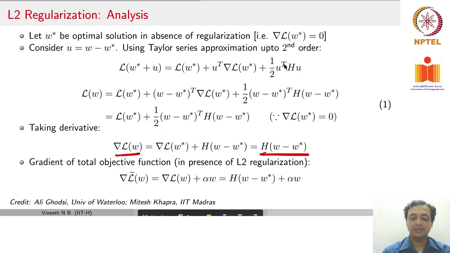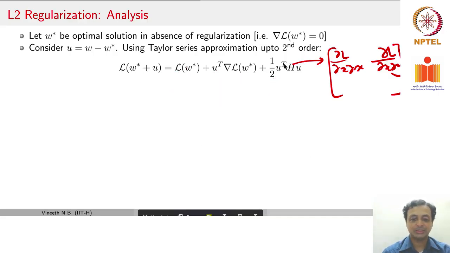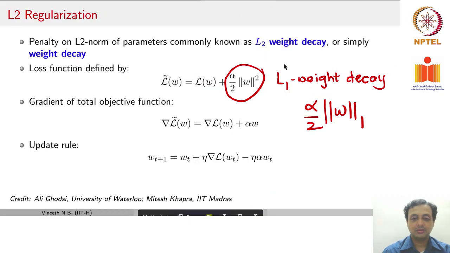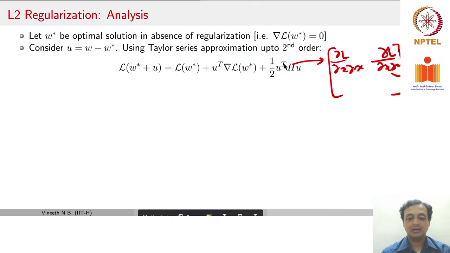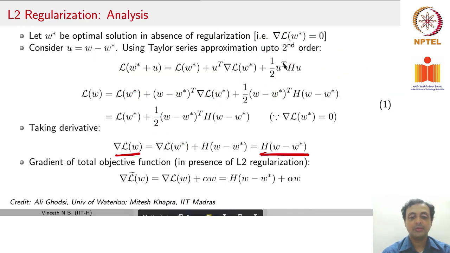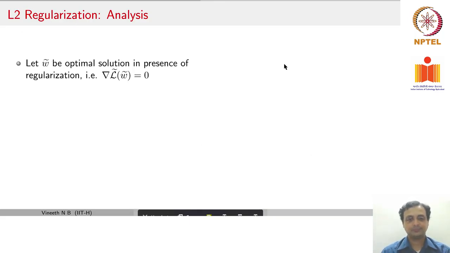Rather, going back to this equation that we had on the previous slide, let's write that out now here. Grad of L tilde (W) is equal to grad of L(W) plus alpha W. That's what we saw earlier. And grad of L(W) can now be written as H (W minus W*) plus alpha W. Why all this? What do we want to do with this?